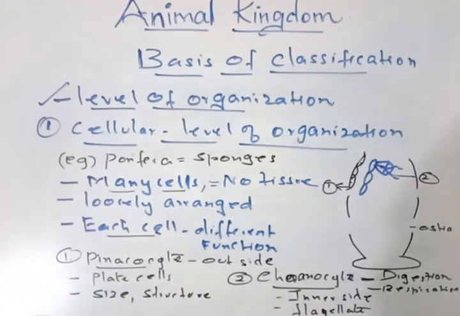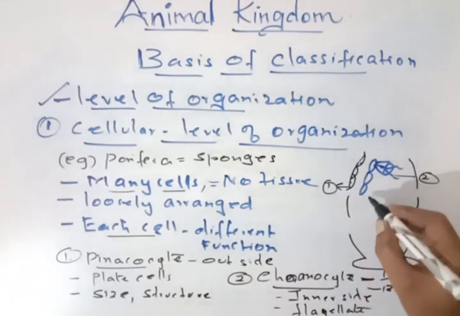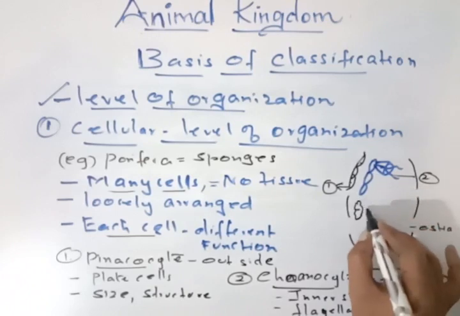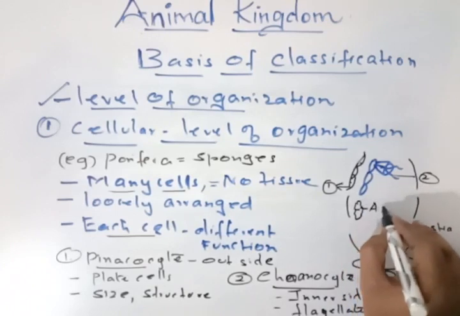Then you will have certain other cells inside like this. So I will draw here. Like this you will find one cell. This cell is called amoebocytes.